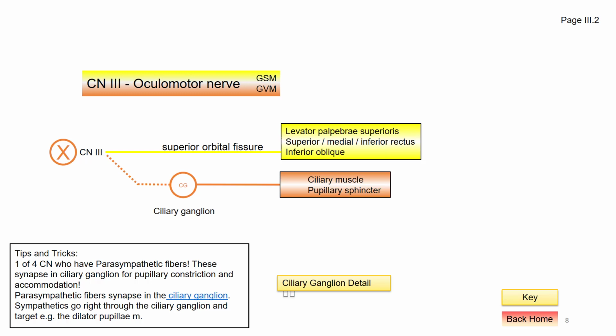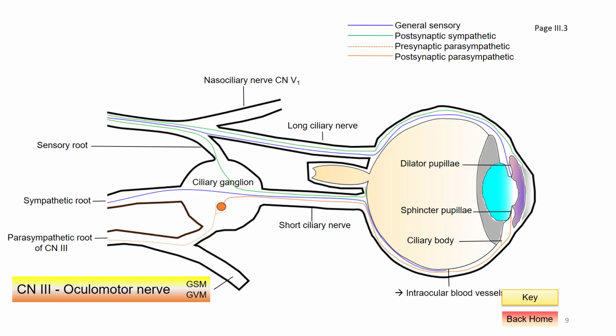That would be the abducens nerve that goes to the lateral rectus, and the superior oblique muscle that is innervated by the trochlear nerve. To illustrate what's actually going on, I made this diagram here, and this is supposed to show us the course of fibers to the eyeball. I have a different color scheme here. You have general sensory, postsynaptic sympathetic, presynaptic parasympathetic, and postsynaptic parasympathetics.